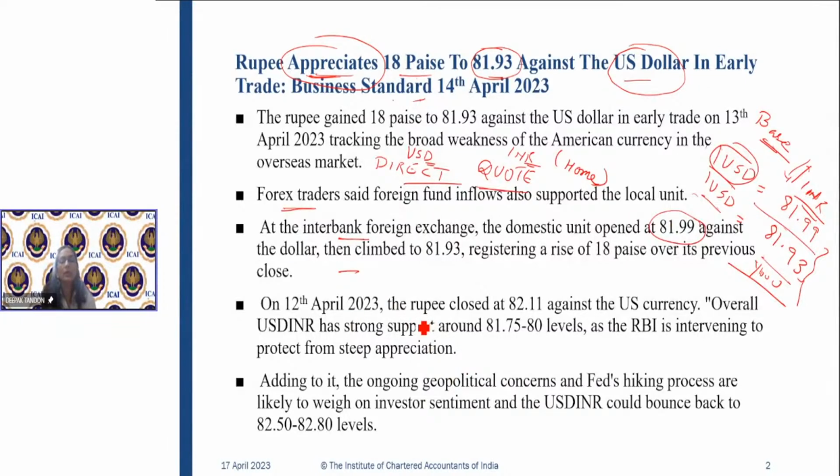Okay, so the rupee closed on the 12th of April at 82.11 against the USD, which means USD has become stronger, and it is believed to have strong support. Strong support means they have fixed the range that it won't go beyond 81.80 and it won't go less than 81.75. So the lower the range, the better it is, no? Because if it goes up and down, too many fluctuations, that's bad, no?